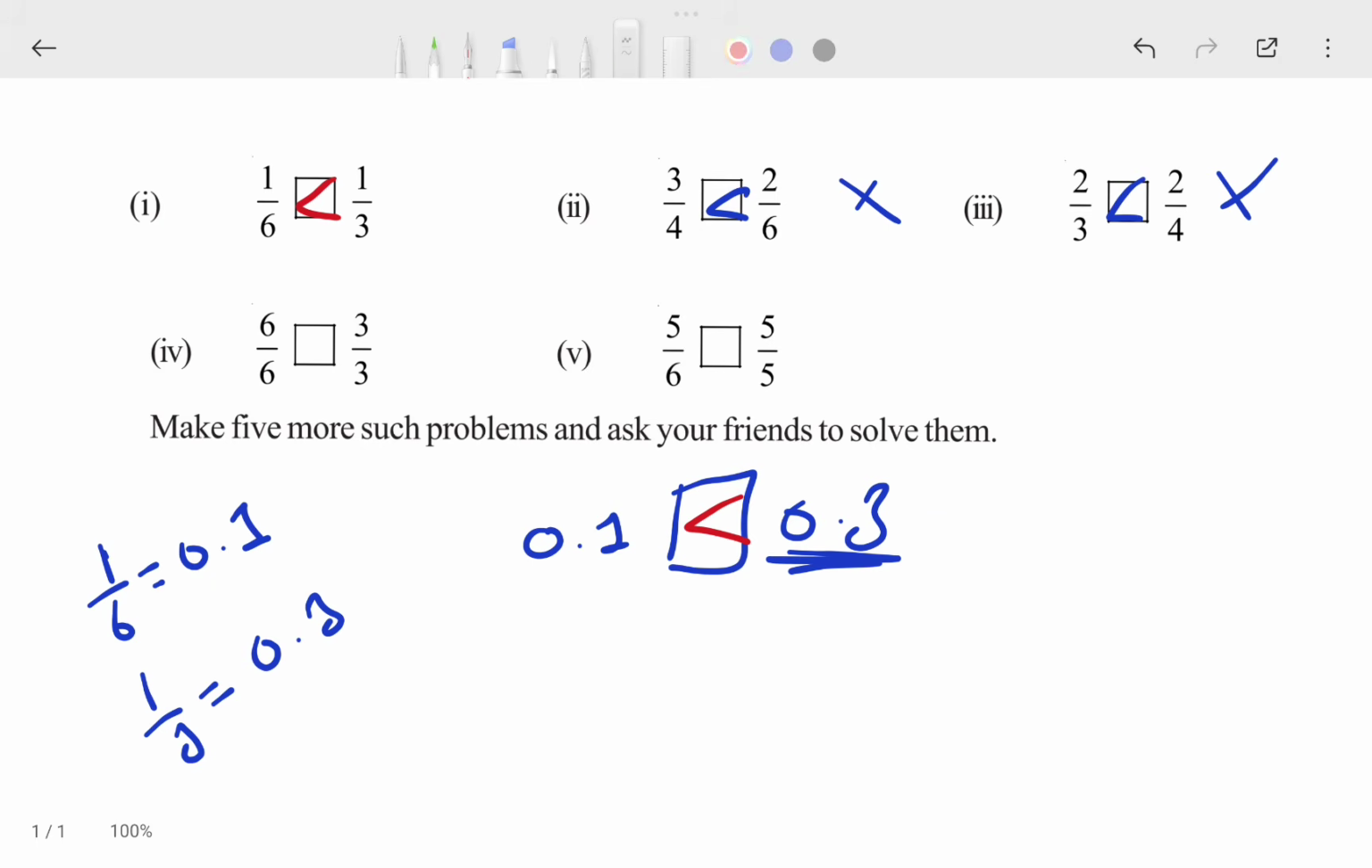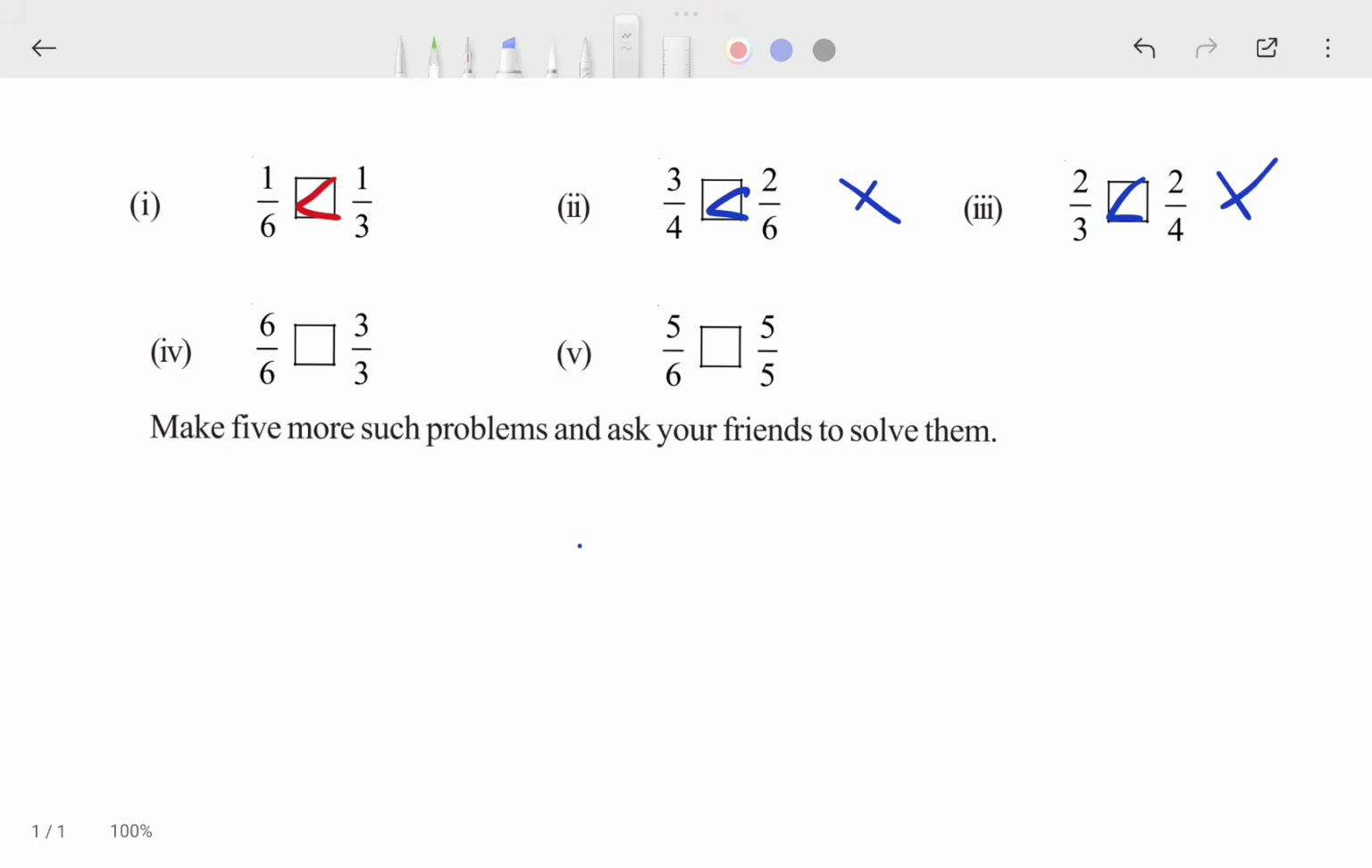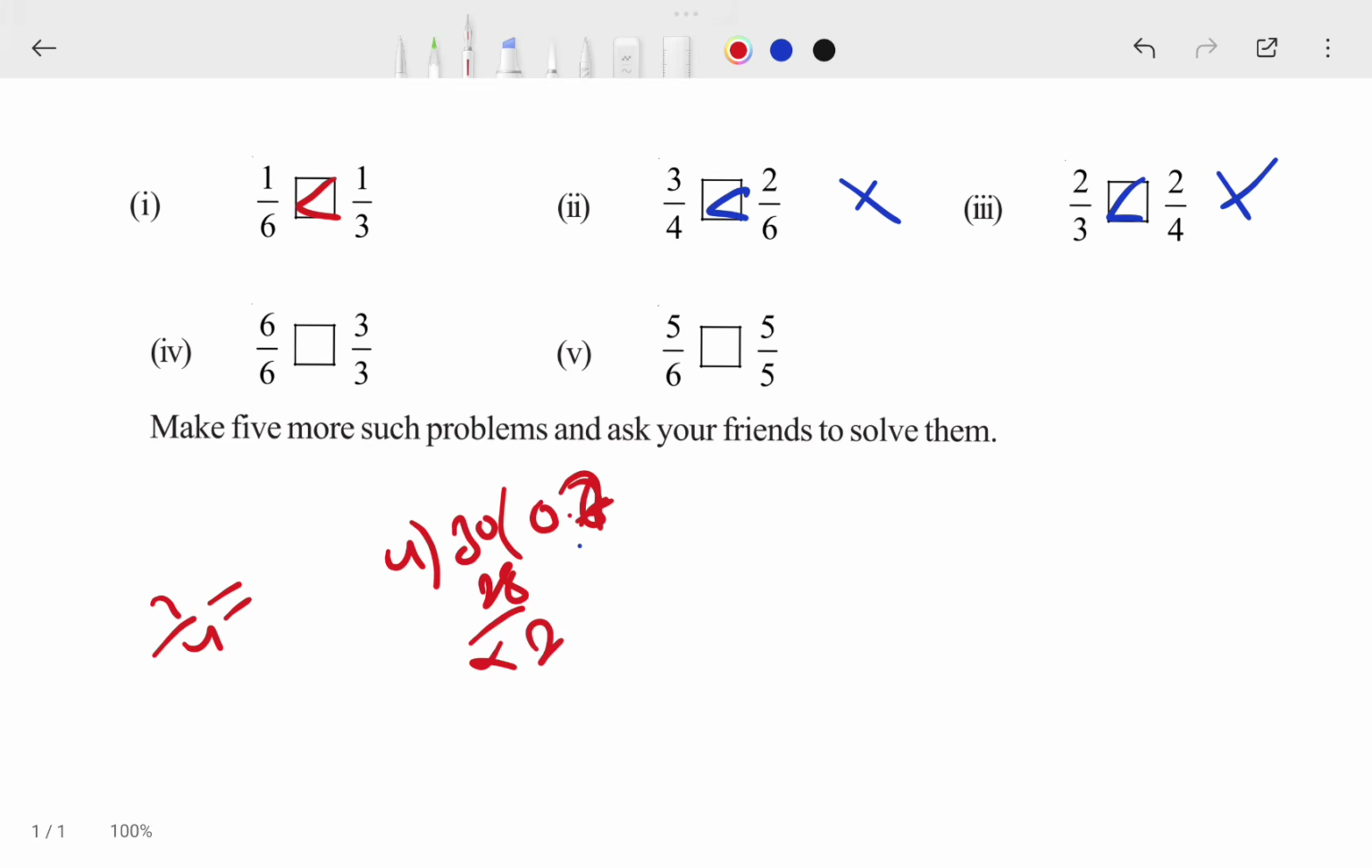Remember, now you will check this one also. This one is given 4 and this is 3. This is given 3 by 4. Let's check it out. I put this one, so 4 7s are 28, so 0.7. So 3 by 4 is 0.7.